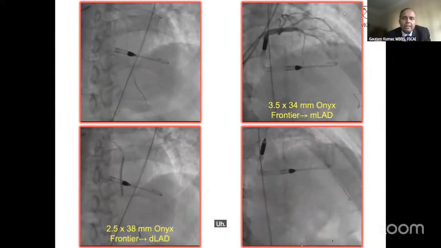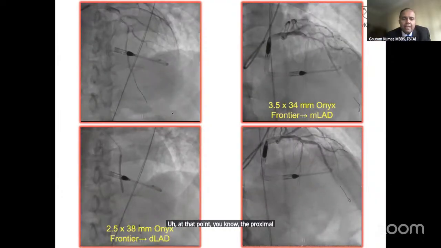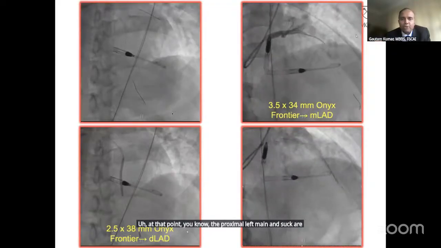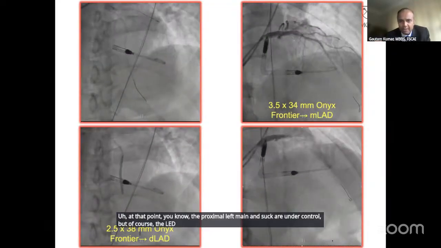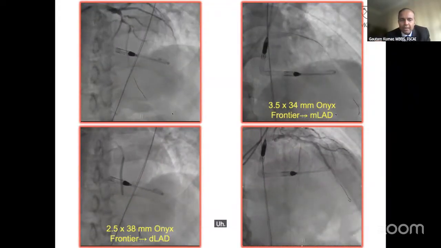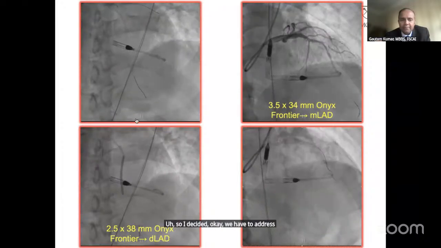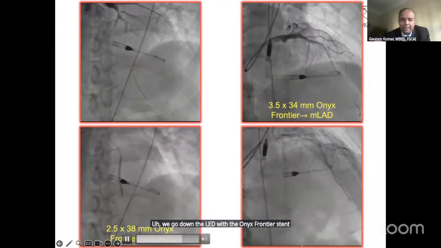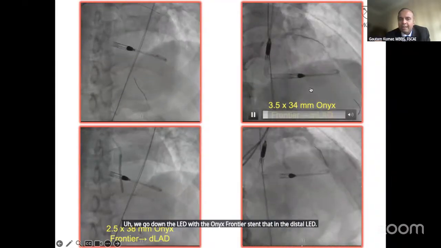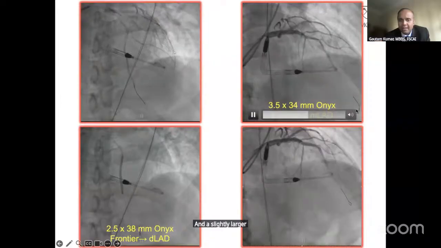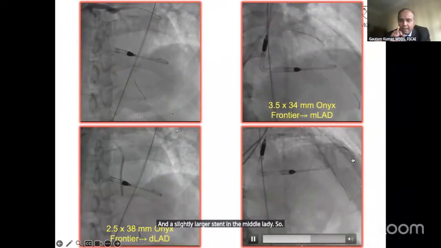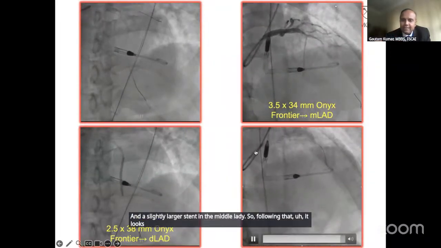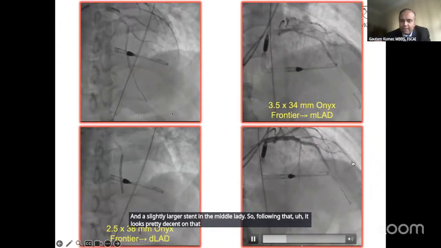At that point, the proximal left main and circ are under control, but of course the LAD still looks terrible. So I decided, okay, we have to address this LAD. We go down the LAD with the Onyx Frontier, stent that in the distal LAD, and a slightly larger stent in the mid LAD. So following that, it looks pretty decent on that final image right here.